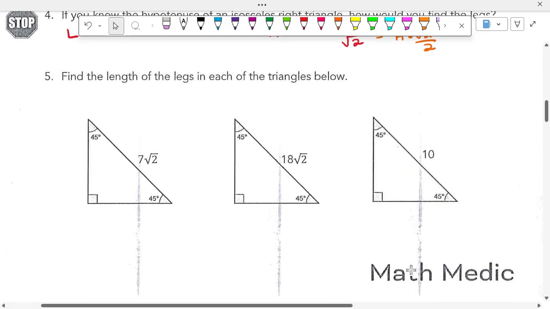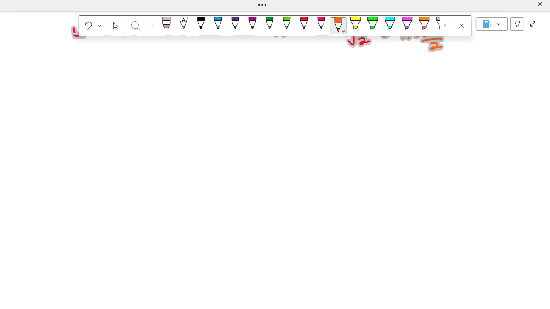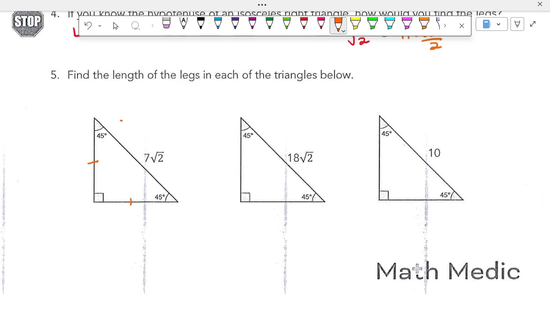So now we're going to find the legs. So we got the hypotenuses. So how can I find these two legs? And remember, these two legs are going to be congruent. So all these legs are congruent. Not to each other, but within the same triangle, they're congruent.